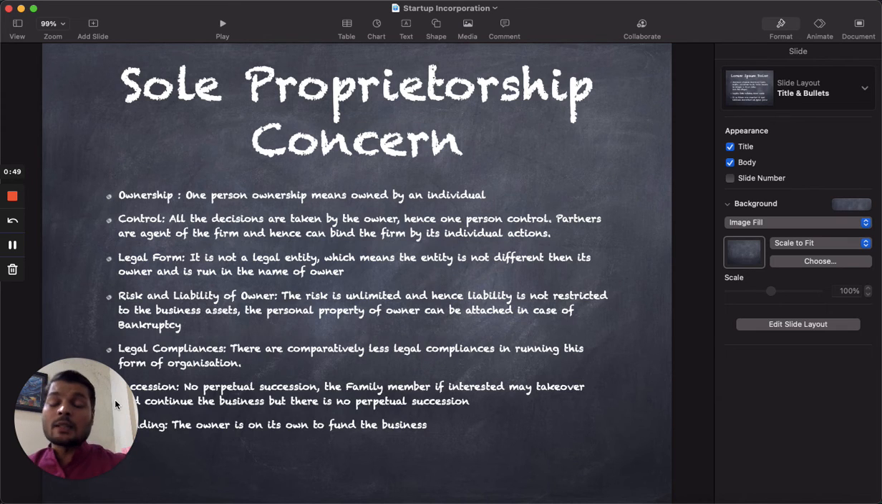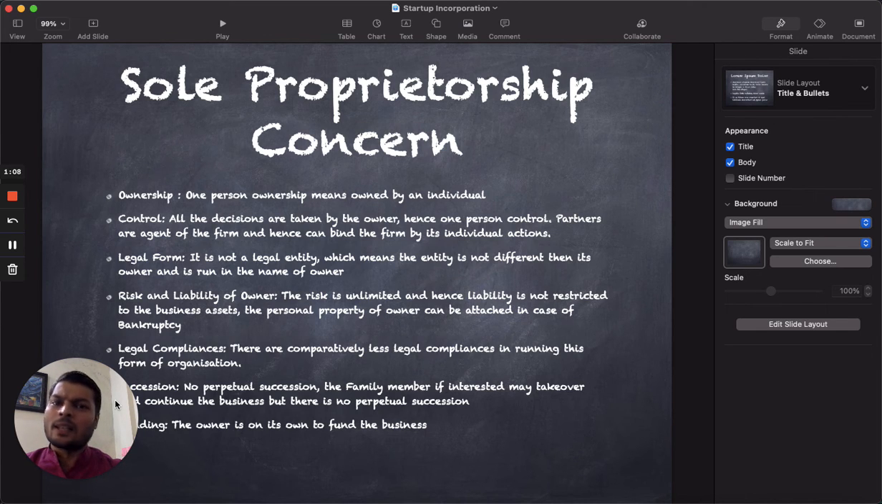Risk and liability is the most important part which you should consider when you're starting with a sole proprietorship, because in a sole proprietorship, the risk is unlimited, the liabilities are unlimited. If you run a sole proprietorship and if there is a loss in the business, your personal assets may get attached in the event that payments have to be made to the creditors.